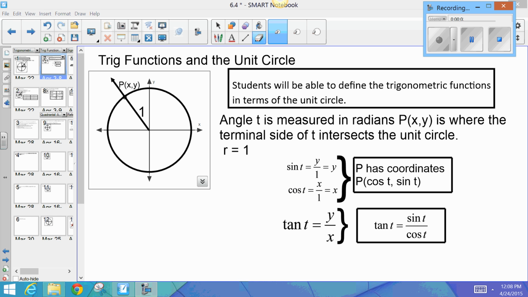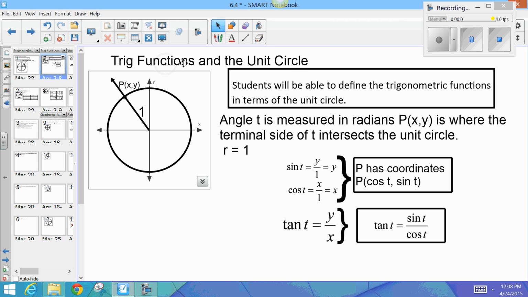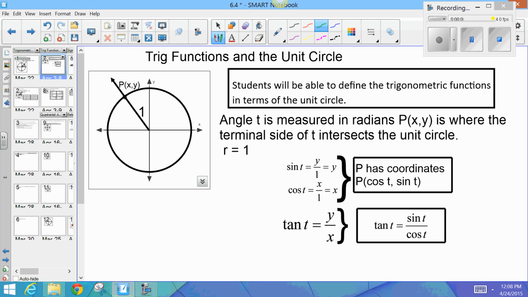This is pre-calculus, section 6.4, trig functions and the unit circle. Section 6.4. Okay.